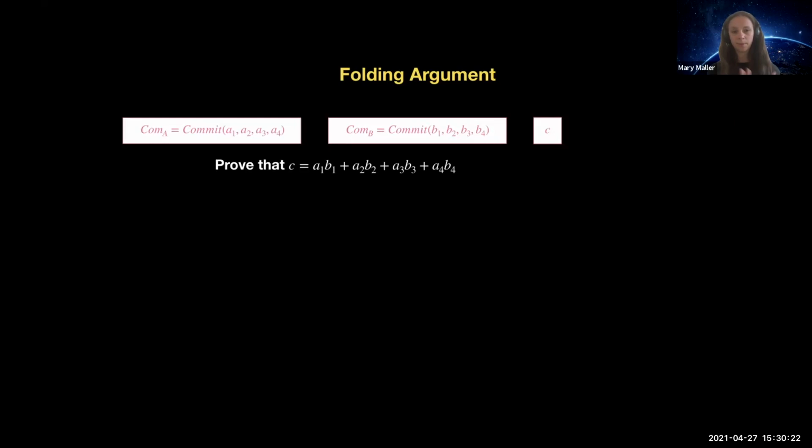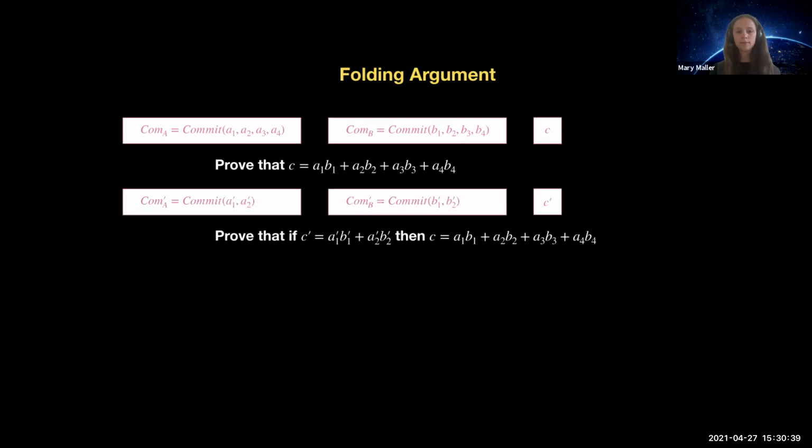So the basic idea is you start off with the problem that you're trying to solve. You have 3 commitments, 2 of which contain 4 values, and you want to prove that C equals A1B1 plus A2B2 plus A3B3 plus A4B4. Rather than proving this statement, you instead prove that if some other commitment contains A1'B1' and A2'B2' such that their inner product is equal to C', then the original statement, C equals A1B1 plus all of that, must hold.